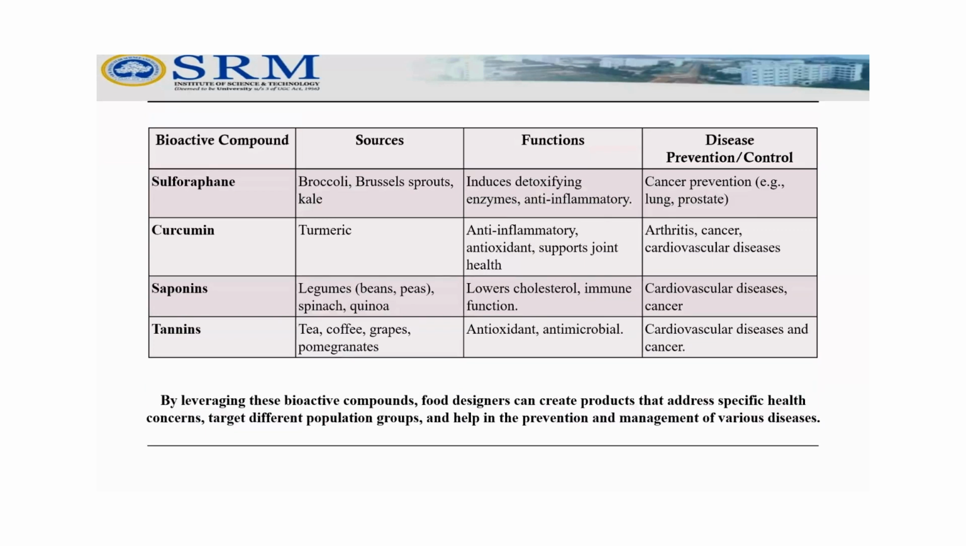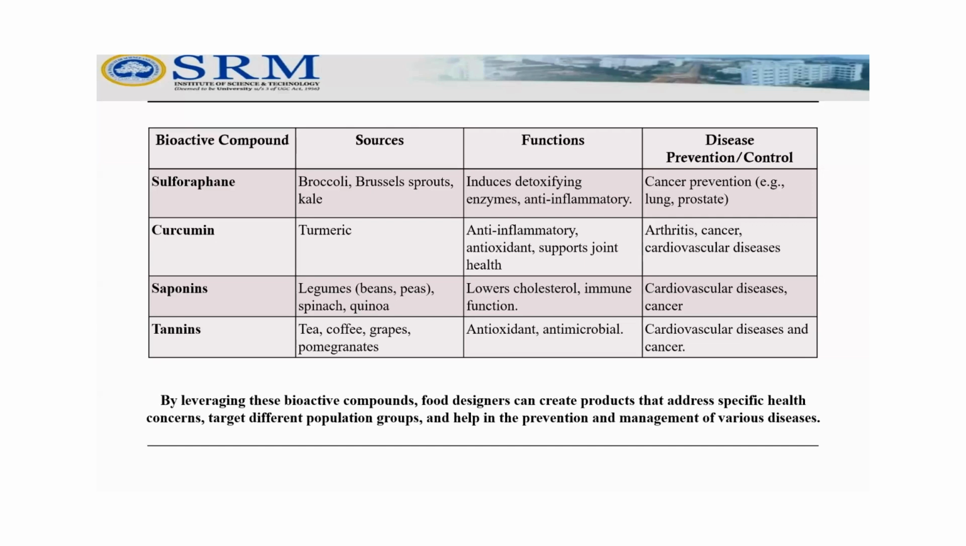Then we have tannins, curcumins, saponin. These are all other bioactive compounds, which have sources like broccoli, turmeric. Curcumin is one of the bioactive compounds, which has a vital role in anti-inflammatory and antioxidant activity. Also, it supports joint health. So it will act against cancer, cardiovascular disease, as well as joint diseases. Then by leveraging these bioactive compounds, food designers can create products that address specific health concerns, target different population groups, and help in the prevention and management of various diseases.